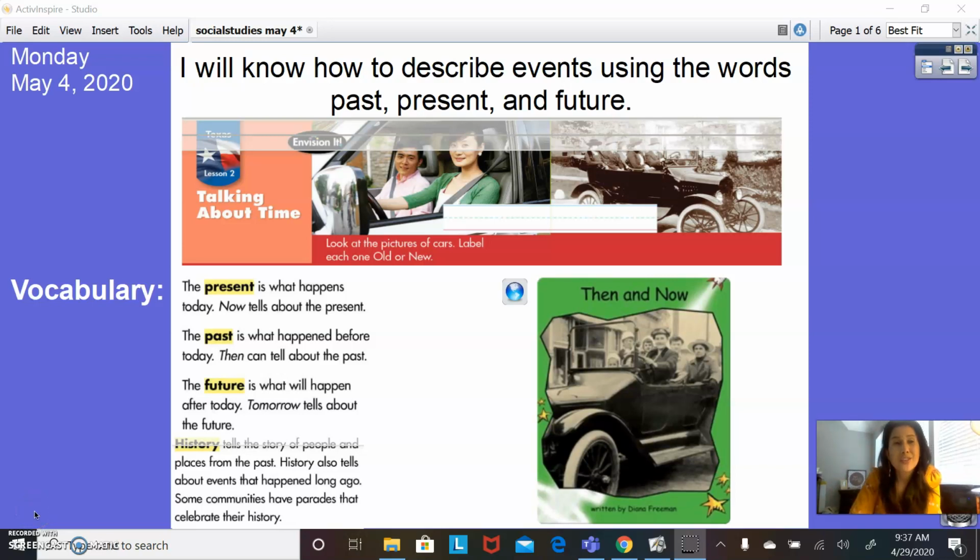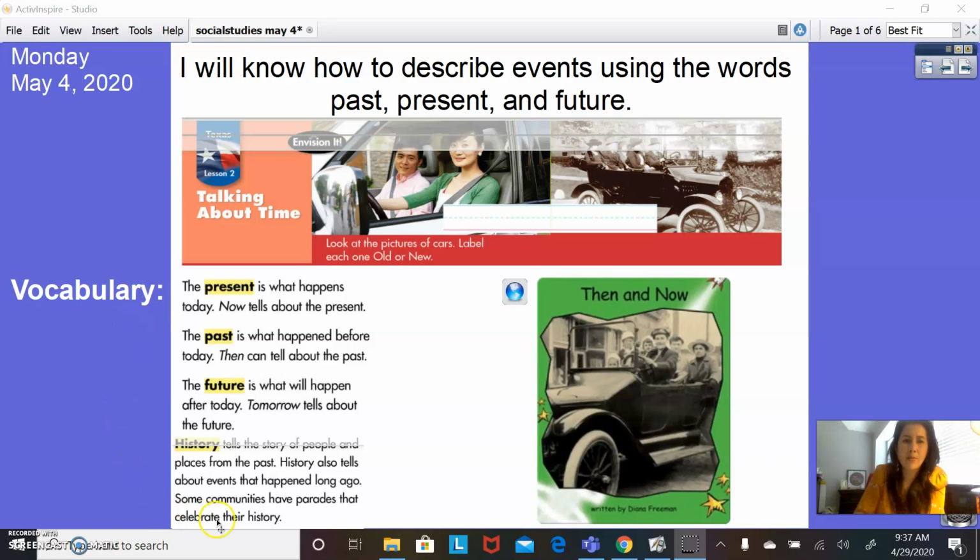Hello class, today is Monday, May 4th, 2020, and in social studies we will be talking about how we can use the words past, present, and future. So let's begin by reading our job together. I will know how to describe events using the words past, present, and future.